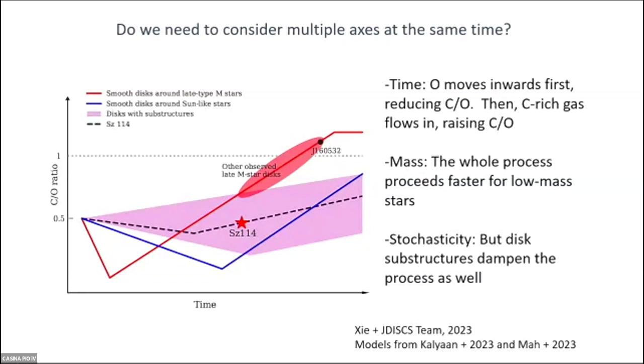But that rate changes for different mass stars. That's the red versus the blue. And then it all changes again if you have substructures in your disk, and it can change in pretty complex ways, so they draw that as a shaded region. So I think the story can get a little bit complex. Again, I'm really curious to see what sort of broader themes we can pull out.